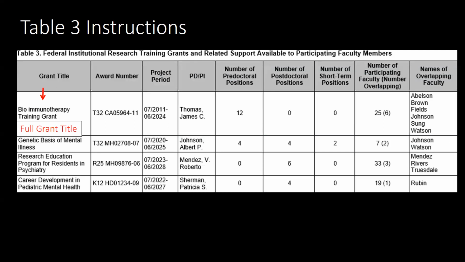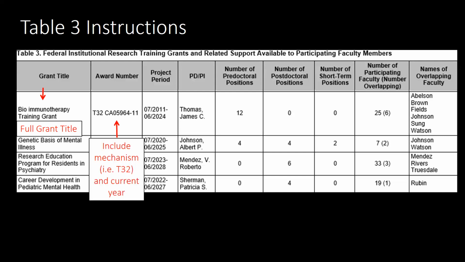Basically the full grant title will be going here. Then the award number. I always include the T32. Now, if it has a 5 in front of it or a 1 or a 2, I don't include that, because that just says whether it's a new grant, a continuing, or renewal. So I usually leave that off, but I do put the T32, then the institute, the CA for cancer, and then the serial number and then the dash and what year it's in.